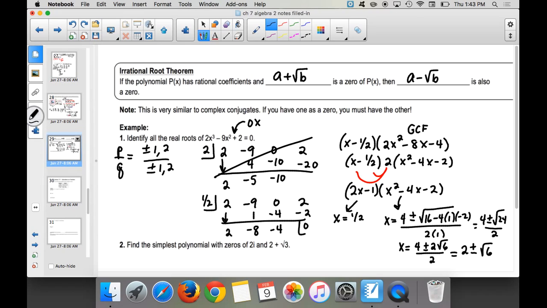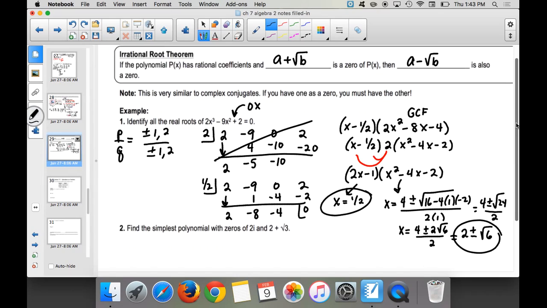Okay, it comes from the quadratic formula. Same with the i's, right? If you have an i solution, you have to have its conjugate as well. So our three solutions are 1/2, 2 plus root 6, 2 minus root 6. Does this make sense? All right, and then likewise, we can have polynomials with these.